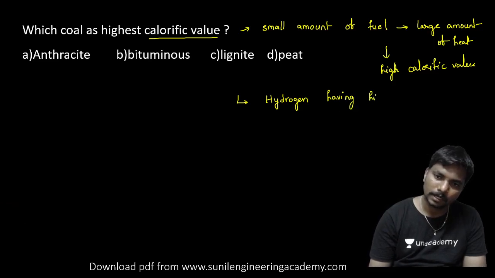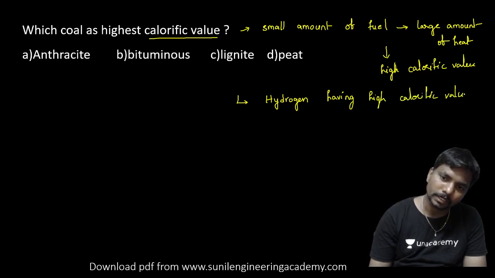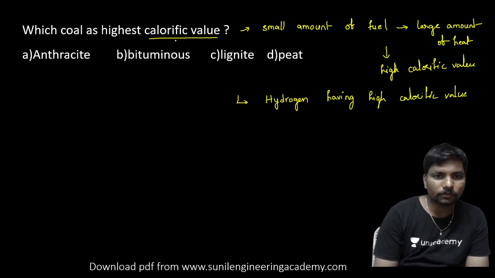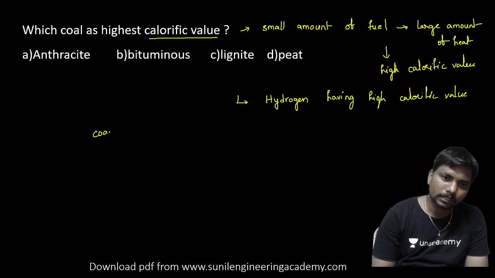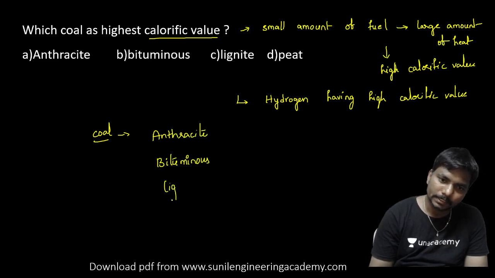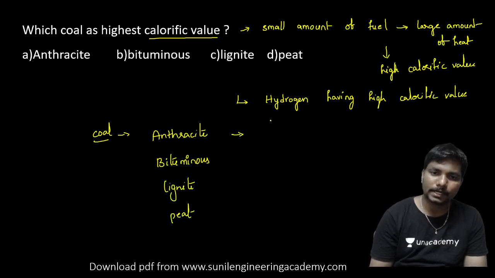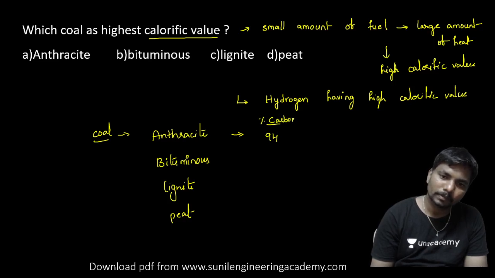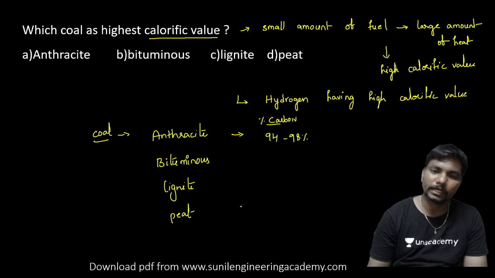It has a high calorific value, so it is used in rockets. Okay, in the case of coal, we have different types of coal. First one, anthracite. After that, bituminous, lignite, and peat. Okay, so anthracite has a carbon percentage of nearly 94 to 98%.